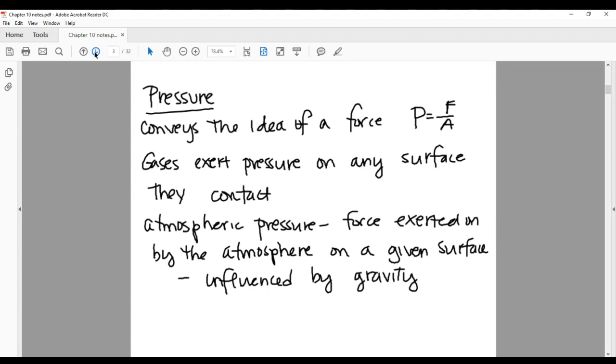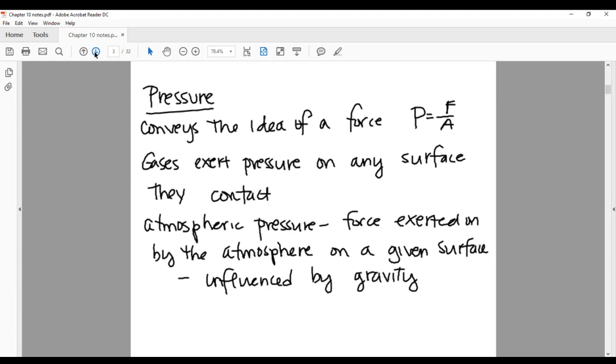Gases are going to exert a pressure on any surface that they contact. So when we have gases, for instance, in a balloon, if we blow up a balloon, gases are going to exert pressure. As those gas molecules are bouncing around, they're hitting the sides, the inside part of the balloon.